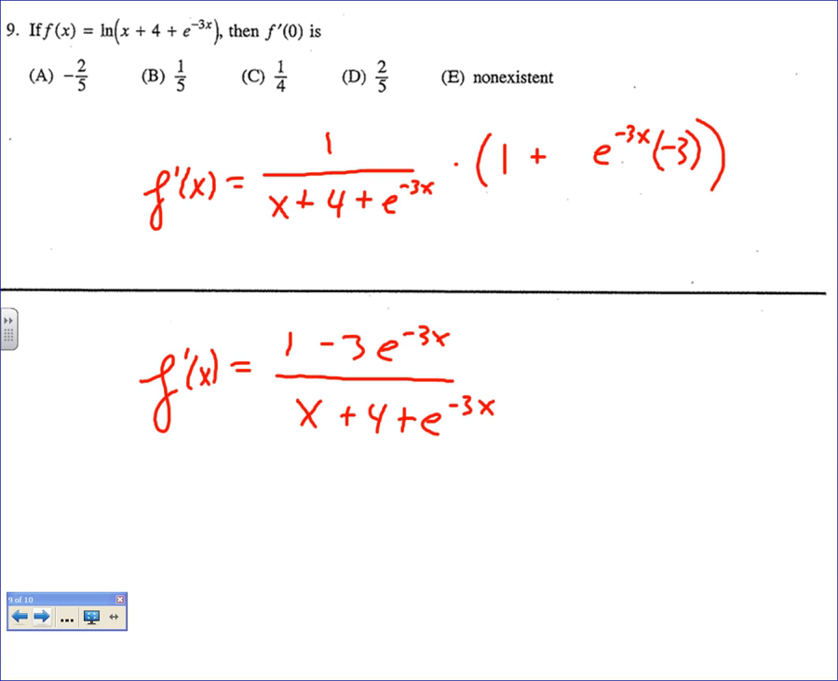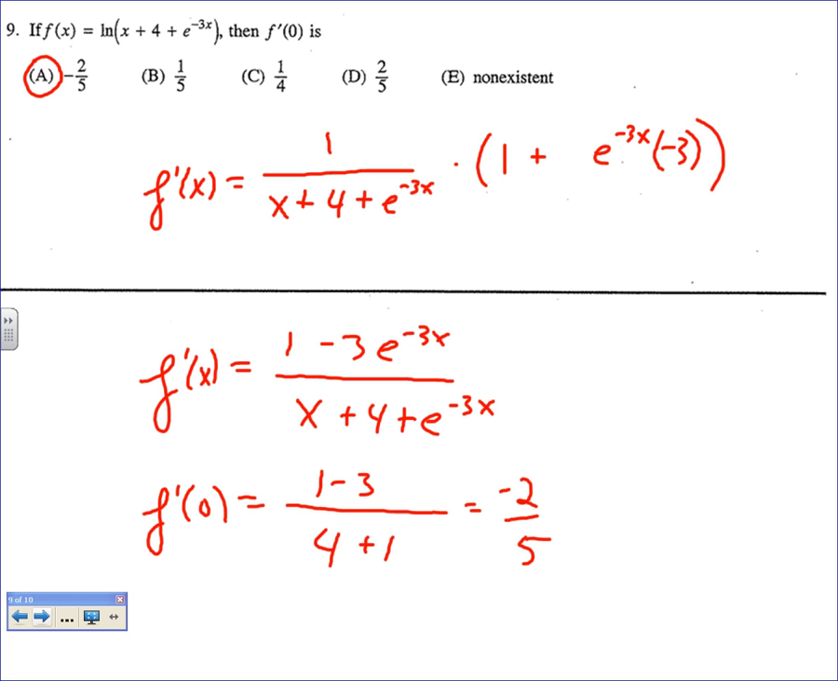If I want to evaluate it at 0, I simply put 0 in, right? And e to the 0 is 1, so I get 1 minus 3 up top. Downstairs, I get 0 plus 4 plus e to the 0, which is another 1. So I get negative 2/5 as my answer here. So A is my choice on number 9.